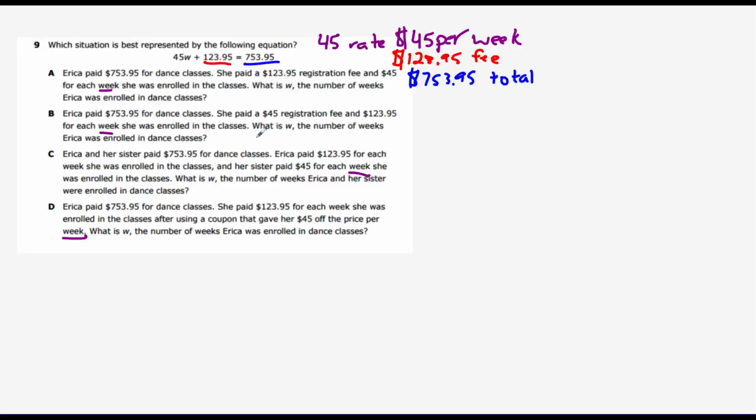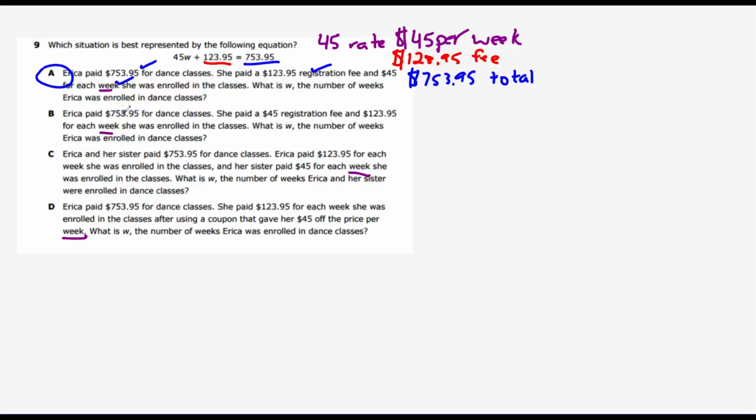Because all these, this is kind of a straightforward question. They're all essentially the same, just worded differently. So Erica paid 753.95 for classes. Okay, that sounds good. Paid 123.95 fee. Oh, that sounds good too. And 45 each week. Oh, well, we're done. This is it. We've finished the problem. Let's check our other answers to see what those equations would look like, just to make sure we pick the right one.